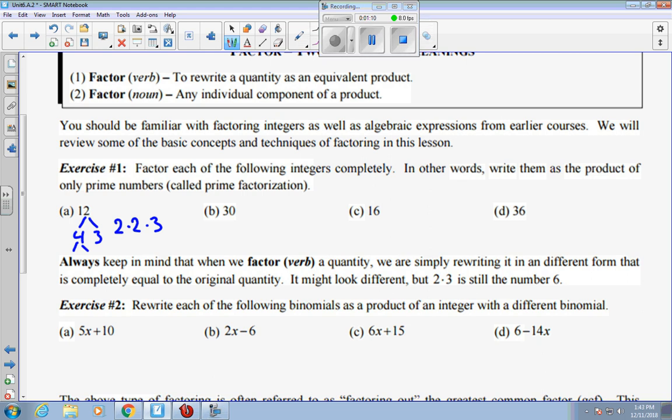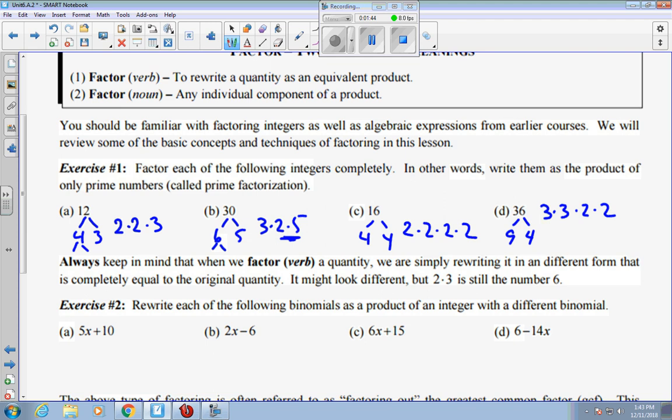Like for 30, I can do 10 and 3, or 6 times 5. If you do 6 times 5, the 6 goes down to 3 times 2 times 5. That's fine. Even if you did the 10, you would have the 5 times 2. 16, same thing, 4 times 4, which is 2 times 2 times 2 times 2. 36 breaks down 9 times 4. 9 is 3 times 3. 4 is 2 times 2. And that is the prime factorization.